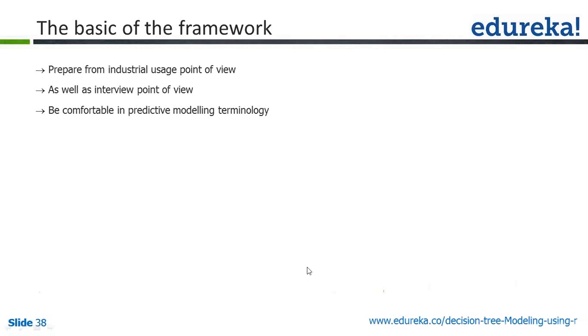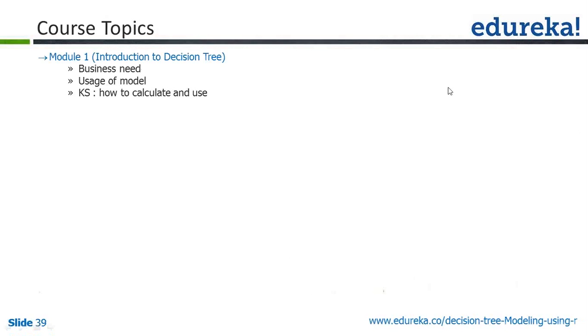So what are the things that you will learn in this course? In this course, you will learn the business need and usage of a model. You will learn the KS, Kolmogorov-Smirnov statistic, because that's a very business term. You will learn how to calculate and use it. In fact, in an Excel sheet, you will put the data and calculate on your own so that you can understand what KS is all about.